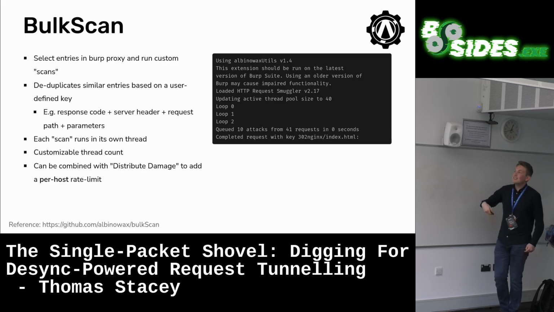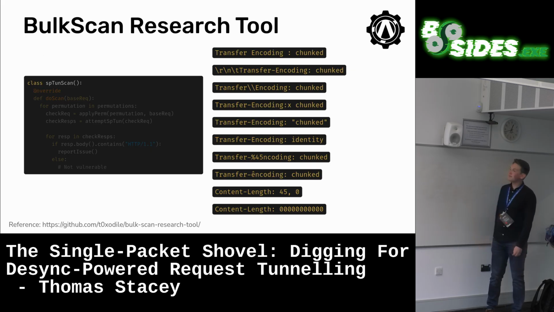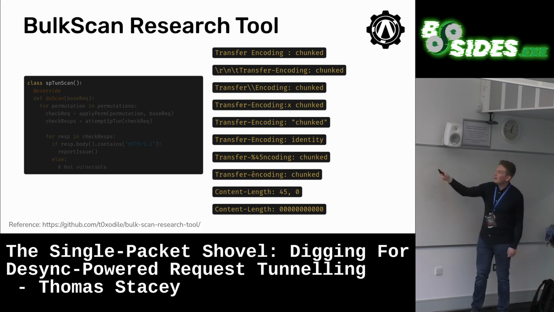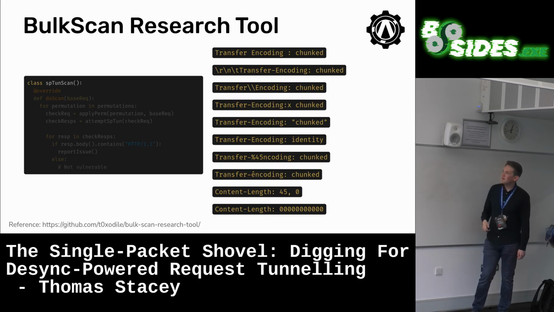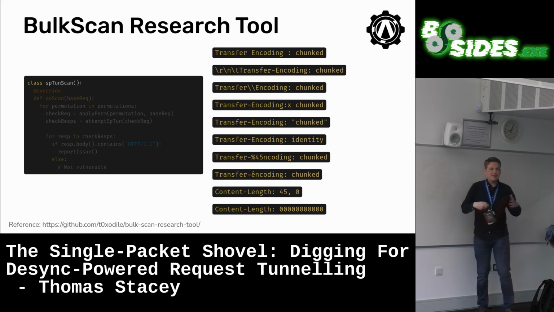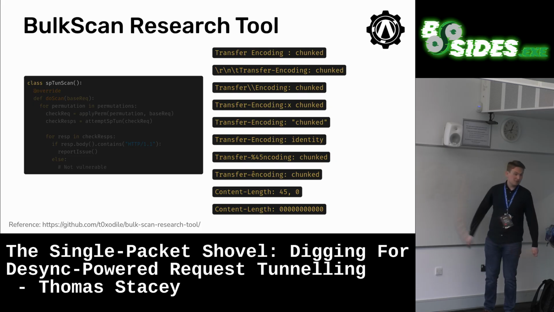To actually implement a scan into bulk scan is also fairly trivial. My idea was to take all the existing permutations from HTTP request smuggling. If you don't know what those look like, they're kind of weird, non-RFC compliant versions of the content length and transfer encoding header. So you have spaces in weird places, backslashes. They should be rejected, but HTTP servers love to be helpful and just accept them anyway. And there are lots of different ones out there.